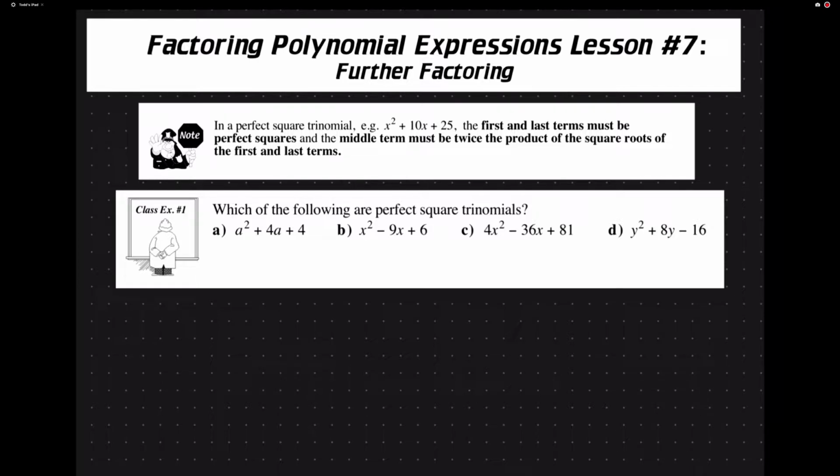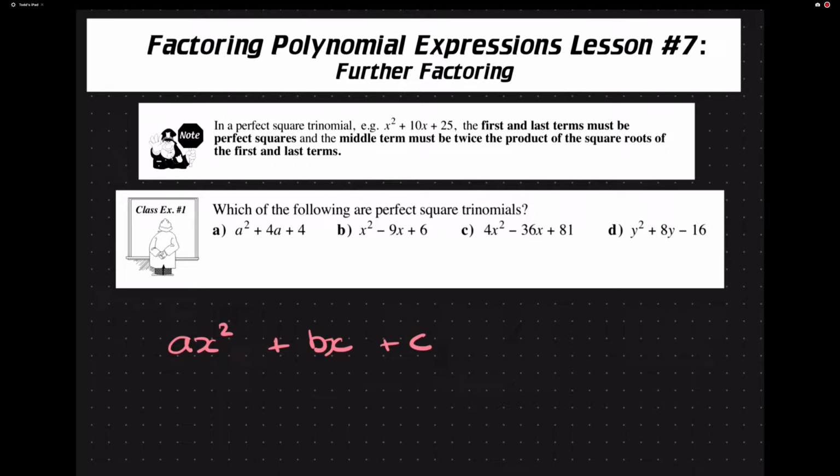We're looking at some further factoring. It says, now let's take a look at this note. If you have a perfect square trinomial. Now we've already looked at perfect square binomials, and we can split those into two binomials, but this is a perfect square trinomial. Now remember that a trinomial looks like this: ax squared plus bx plus c, where a is a number, b is a number, and c is also a number.